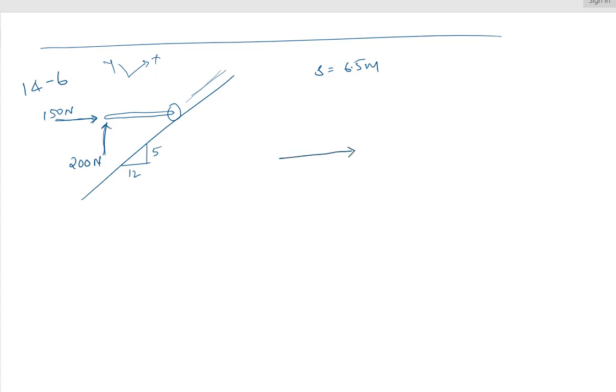So we have 150 here. Now we need to find its components. I'm going to draw a line parallel to this slope, and then one perpendicular. Okay, so this is 150. This is the component of 150 that we want, and this is theta. This is also theta. Right. So if this is theta, then this will be 150 cosine theta.